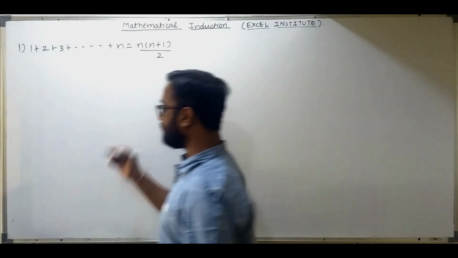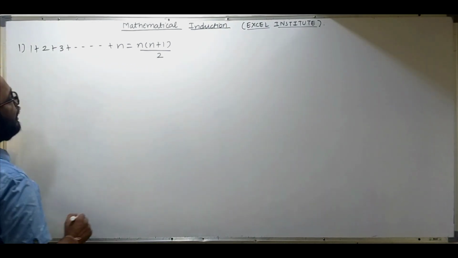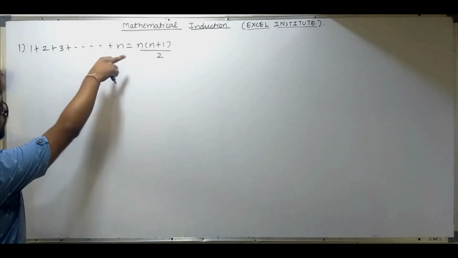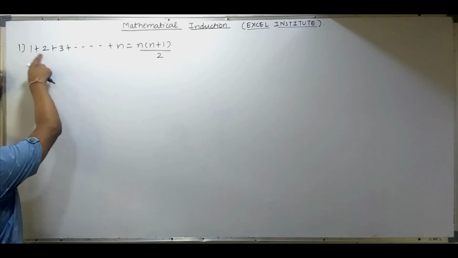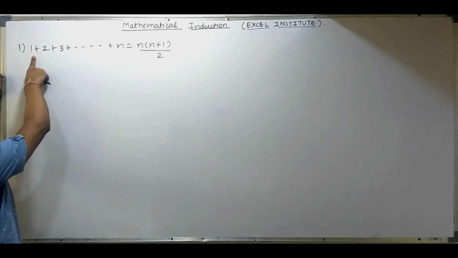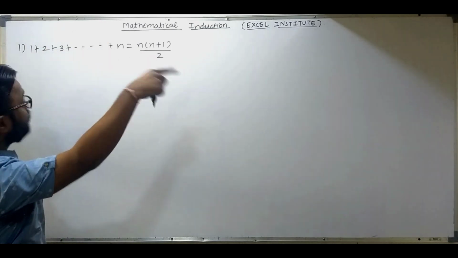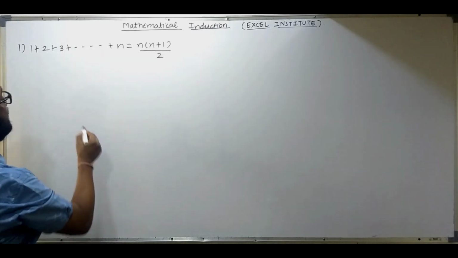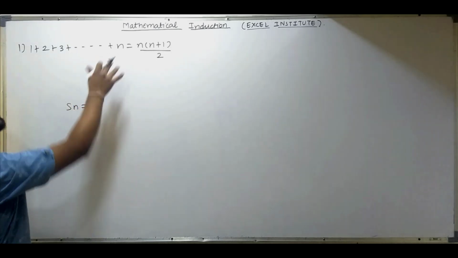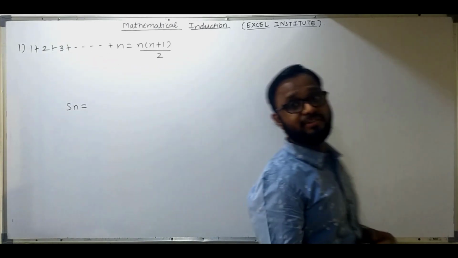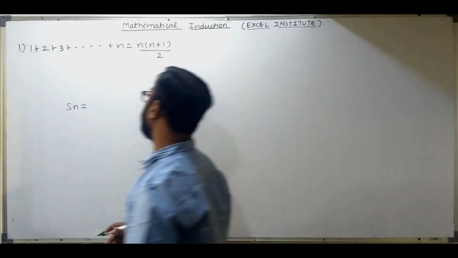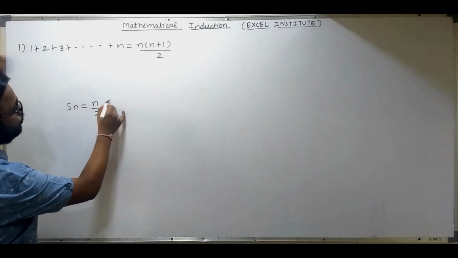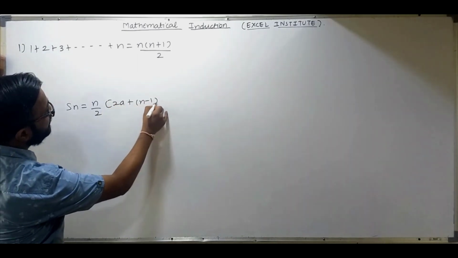So in fact, we can check this proof. If you observe these numbers carefully, 1, 2, 3 are all natural numbers, consecutive, and the difference is 1. So these numbers are in AP. Remember sequence and series from 10th grade. If the terms are in AP, the sum is given by n by 2 times (2a plus (n minus 1) into d).